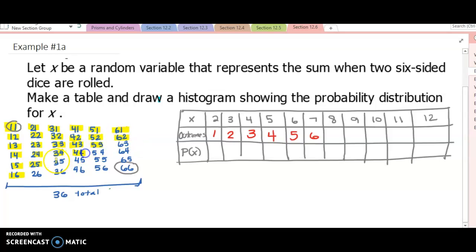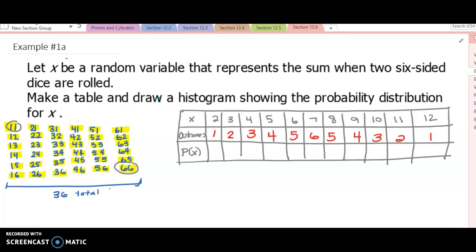1, 2, 3, 4, 5 ways I can roll an 8. 1, 2, 3, 4 ways I can roll a 9. 1, 2, 3 ways I can roll a 10. 2 ways I can roll an 11. And the only way I could roll a 12 would be if I rolled that double 6.